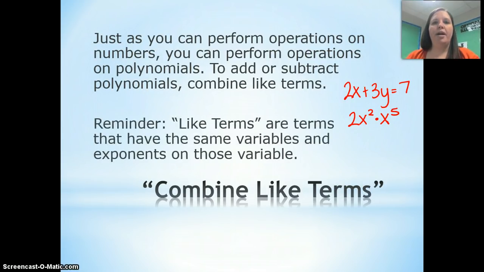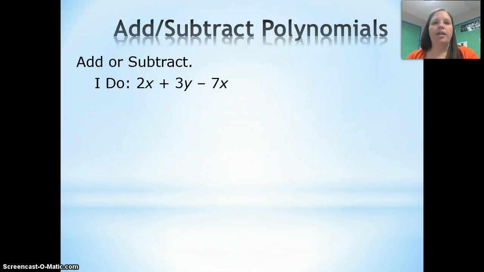But just a reminder, when we talk about like terms, what makes it a like term is not just the same variable, but that's part of it. Terms have two criteria: one, same variables, and two, the exponents on those variables are the same. So same variables and same exponents. A lot of what we've seen is variables, but we've added and subtracted before. So I'm going to do a couple here, and you're going to get one to try.